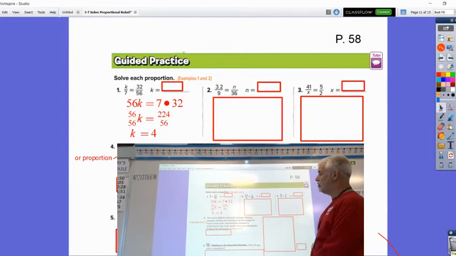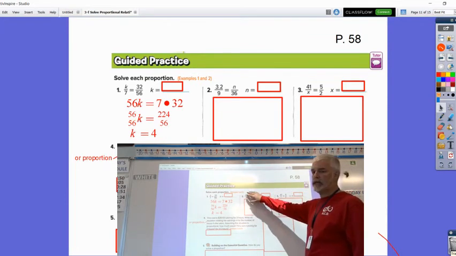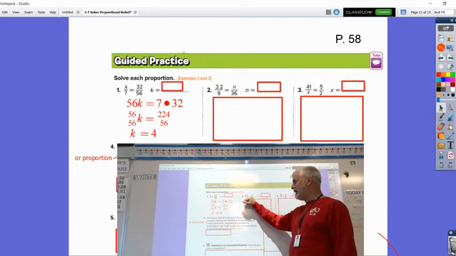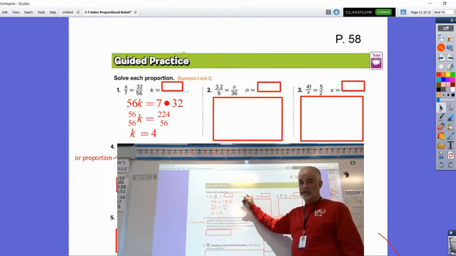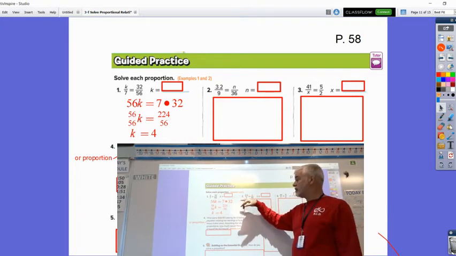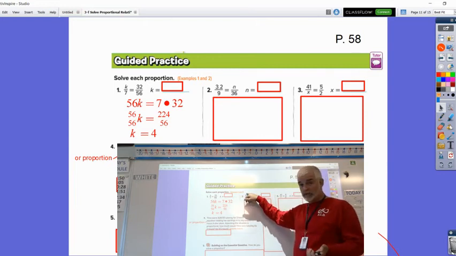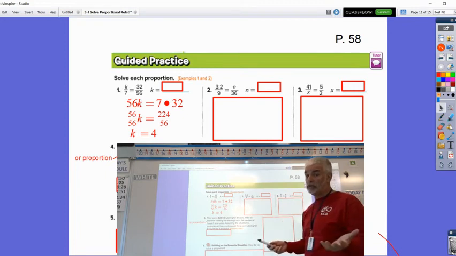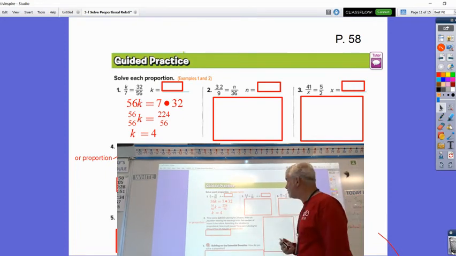Number 2, 3.2 over 9. Somebody the other day said, hey, can you have a decimal in your fraction? Yep, you can have any kinds of numbers you want, because this isn't really just a fraction, it's a division problem. So you can have decimals, and you can have fractions in a fraction. You'll see that later on, okay? So it's not a problem to have decimal numbers in these fraction problems.